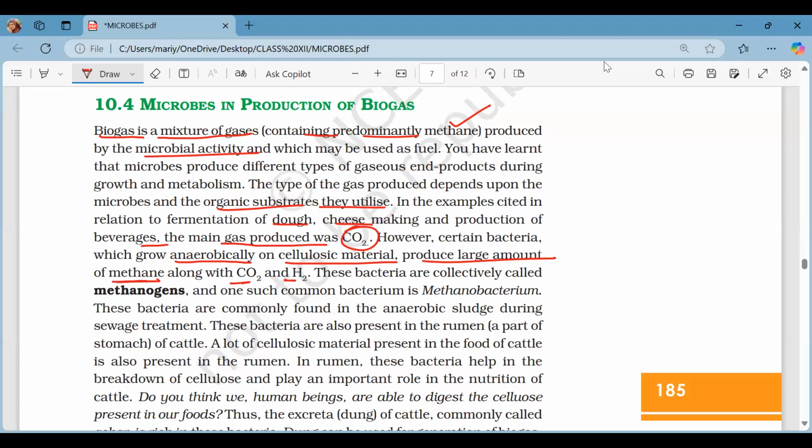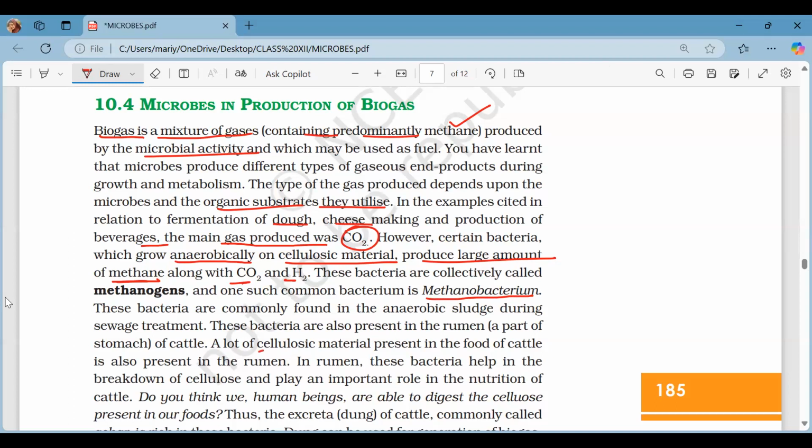So these bacteria that can produce methane, we call them methanogens. One example of a methanogen is Methanobacterium. Now, these bacteria are found in anaerobic sludge during sewage treatment. They are also found in the rumen, which is a part of the stomach of the cattle. So it's found in the cattle's stomach.